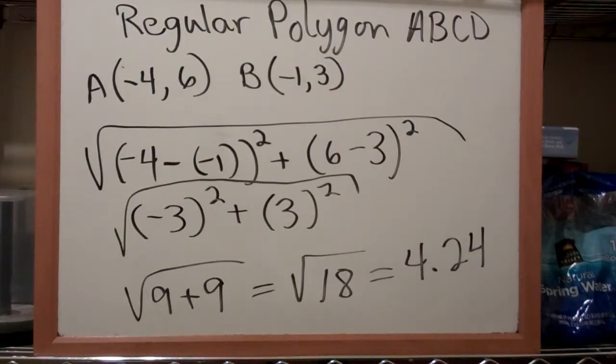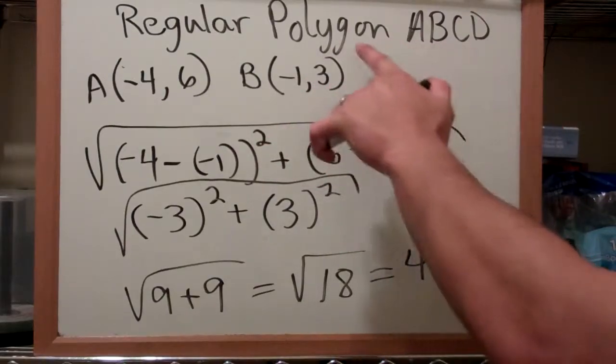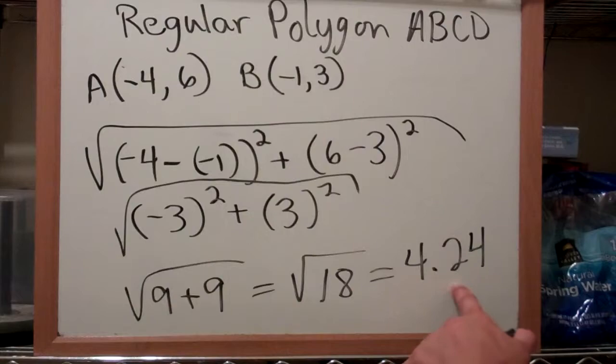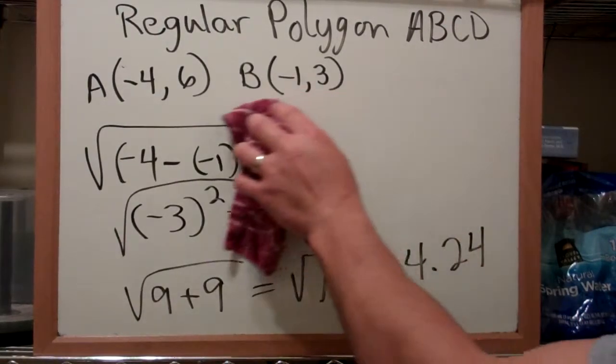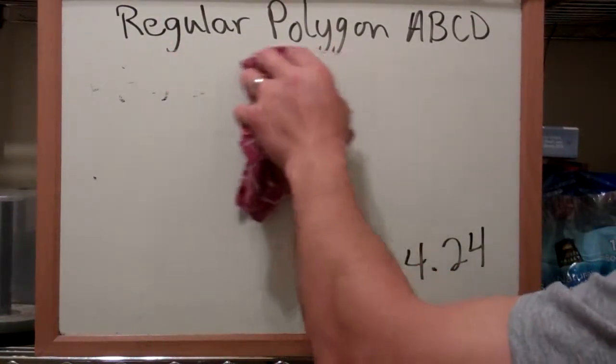So what 4.24 represents here is the length of the side of this polygon. And since we know that it's a square, we can say that this is the length of the side of a square. Now we can use this information to find the perimeter or the area.